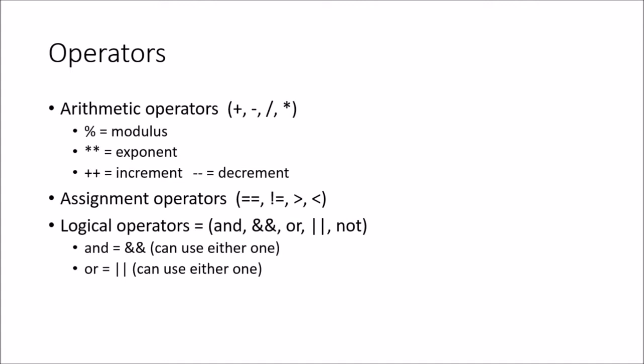Assignment operators are the same as we've seen before, equal to, not equal, less than, greater than. You also have your logical operators, still the same as we've seen before, the and, or, but they do have the addition of actually writing out and, or, and not, unlike in the common languages that we've learned so far.